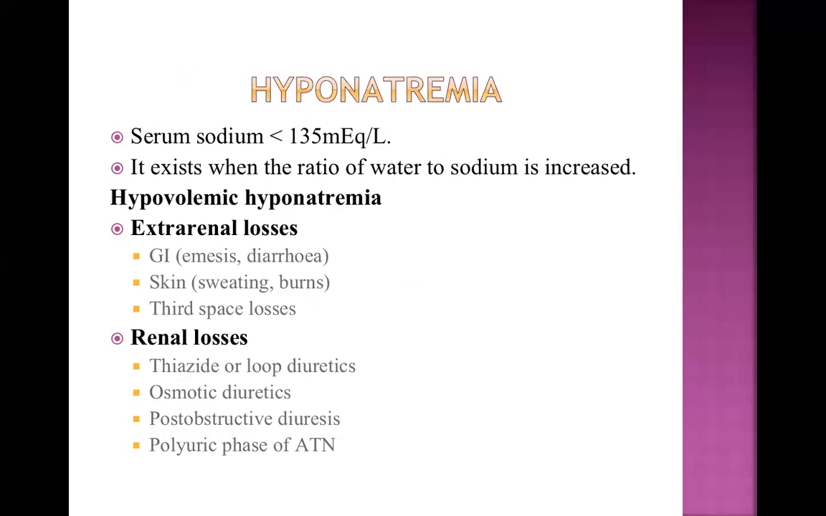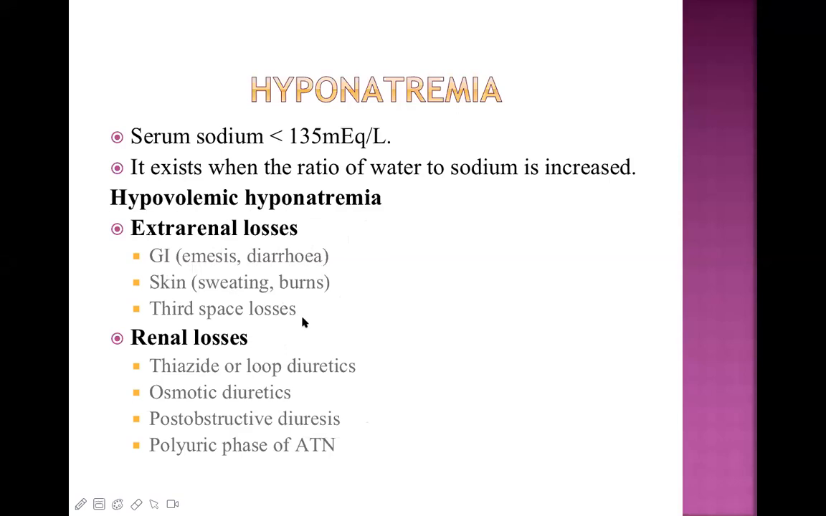Now, let's look at the causes here. One group of causes is classified as hypovolemic hyponatremia. Hypovolemic hyponatremia, and these are the common causes for that: extrarenal losses and renal losses. From the extrarenal losses, we have GI loss, which may occur because of vomiting or diarrhea. From the skin, excessive sweating or burns, and third space loss.